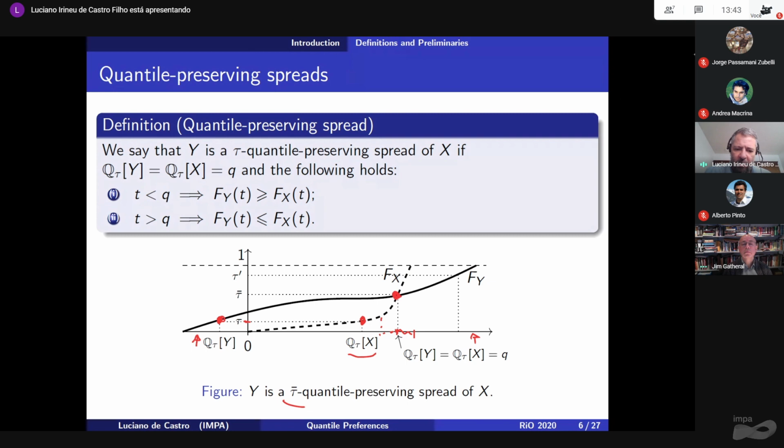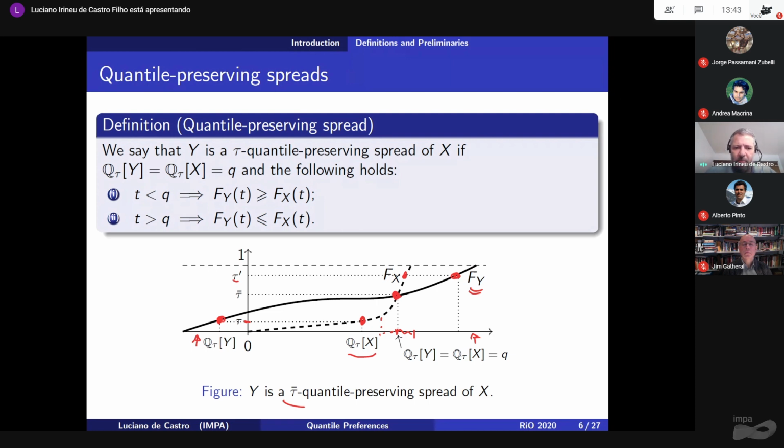In this case, the smaller taus prefer x, which is the more concentrated, less risky asset, and the high tau prefers y, because this is the quantile of y and this is the quantile of x. So the high taus prefer the more risky asset y.